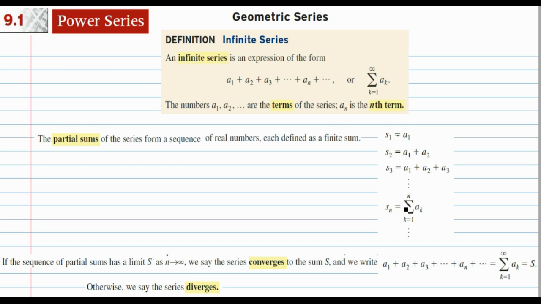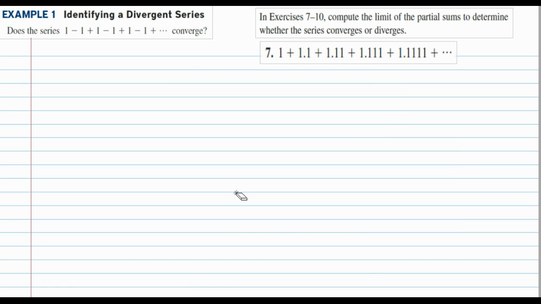Now when we add up all the terms, infinitely many terms, and we get an actual number, that sequence has a limit and it converges. Otherwise, if we get just a bigger and bigger number, then it would diverge. So in example 1, we're going to look at a divergent series, and then in example 2, we'll look at a convergent series, and you'll be able to see the difference.